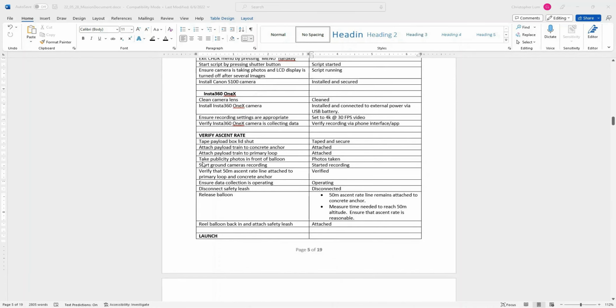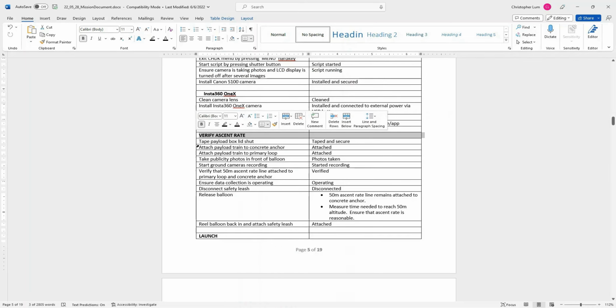Okay, now we're on to this. After we installed the camera, we basically have the payload box ready to go. It is collecting data, it's shooting pictures, and we're ready to launch. This next step in the operation is all focused on making sure that the ascent rate of the actual balloon is close to what we anticipated.